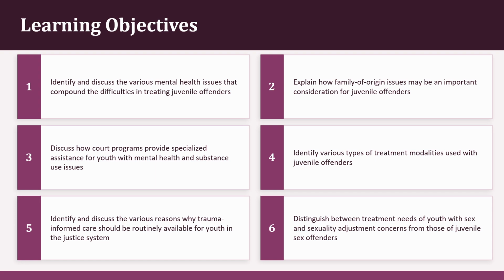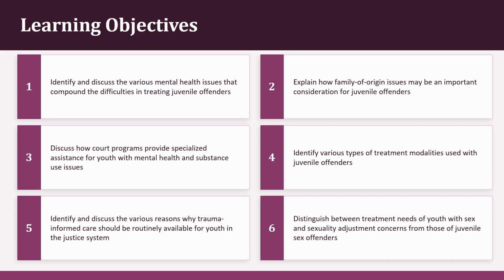The fourth objective asks you to identify various types of treatment modalities used with juvenile offenders. We have a rich menu of evidence-based approaches to cover: family therapy, art therapy, cognitive behavioral therapy in its various forms, anger management, and functional family therapy. The fifth objective asks you to identify and discuss why trauma-informed care should be routinely available for youth in the justice system. The research on trauma prevalence in this population is compelling, and the 3 E's framework gives us a useful way to think about trauma's reach.